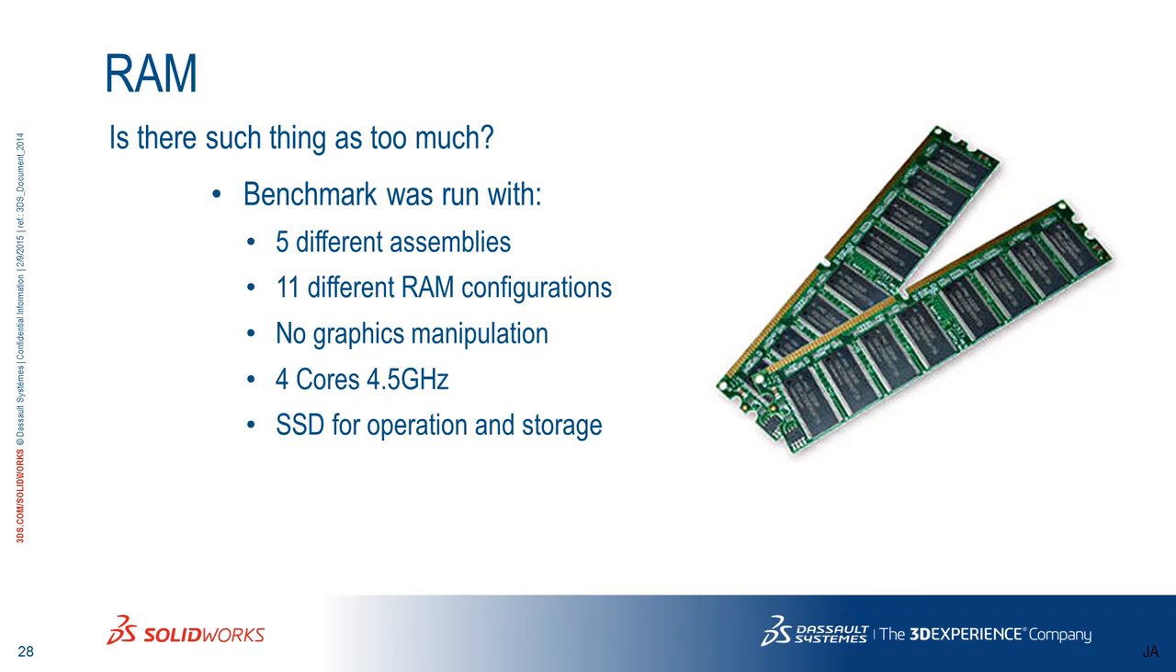So, is there such a thing as too much RAM? When we ran the benchmark, it was run with 5 different assemblies. We showed you those earlier. 11 different RAM configurations. We didn't bring in any graphics manipulation, so the spins and rotating we left out at this point. We ran this on 4 cores at 4.5 gigahertz, and we stuck with our SSD for operation and storage.